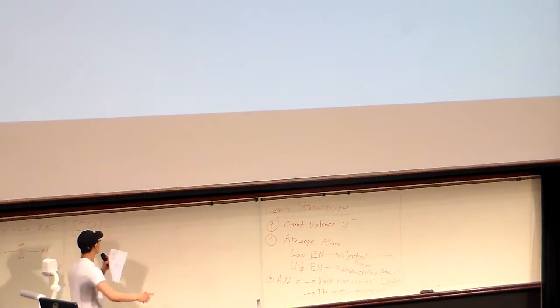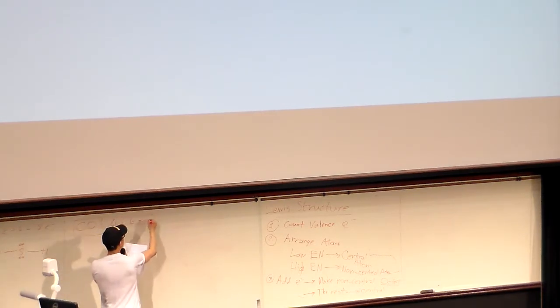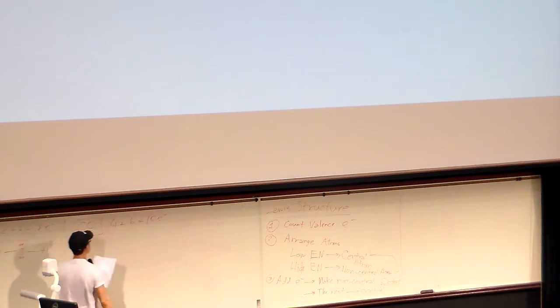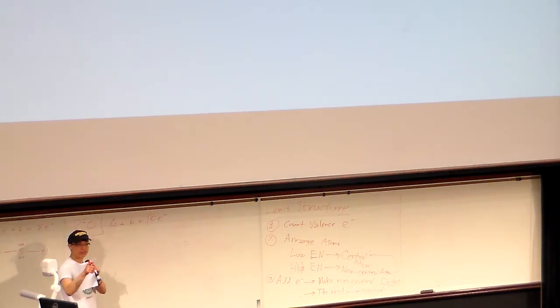Count electrons. Okay? Carbon 4, oxygen 6, total of 10 electrons. So who's central? Electronegativity. Who's central? Carbon, right? So you're going to make oxygen octet first. Okay? So you have carbon and oxygen bonded with a single bond.